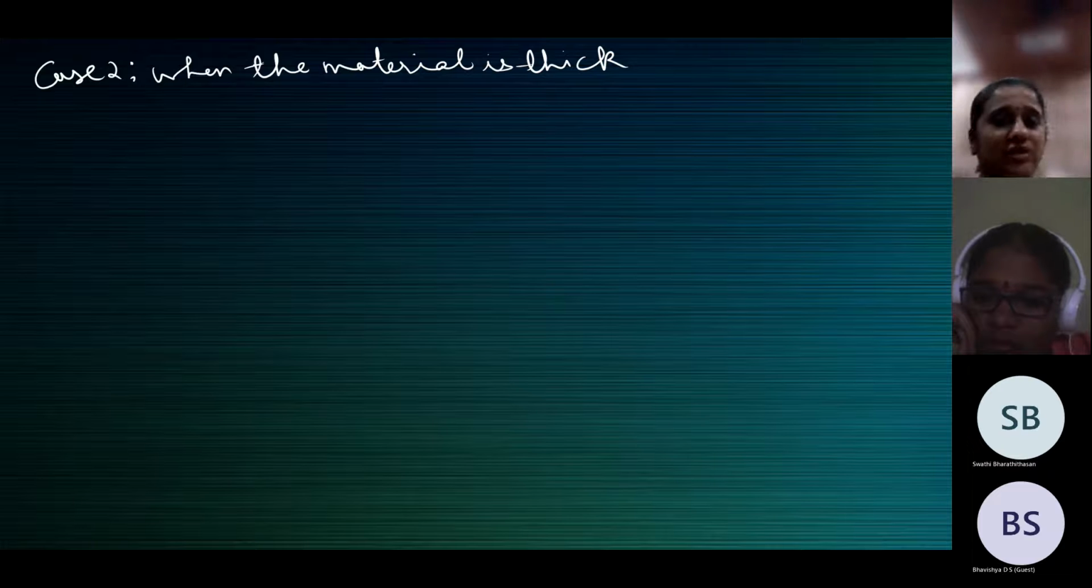The material with which the cylinder is made is thick. Say you make a cylinder using a sheet of iron. Iron is a metal. A sheet of iron is thick, and it's rolled to make a hollow cylinder.